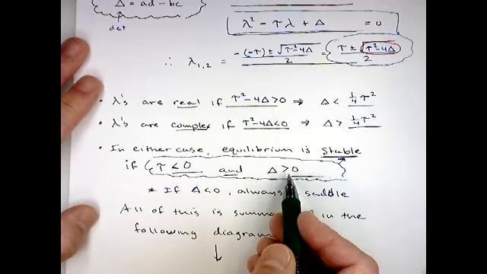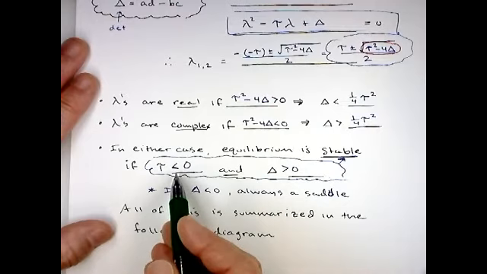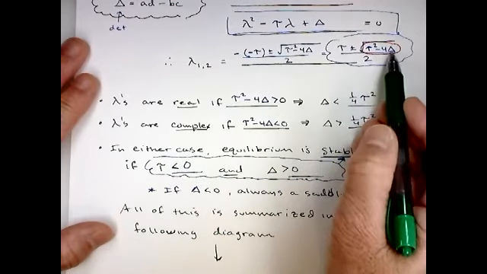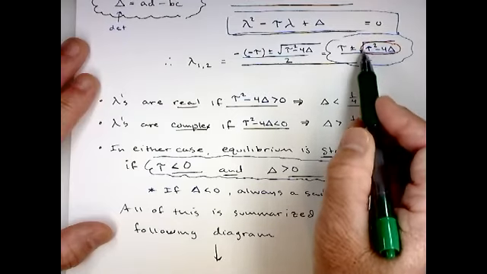Furthermore, if delta is greater than 0, and tau is negative, so if delta is greater than 0, then what could happen? This part could be real, or it could be imaginary, right?